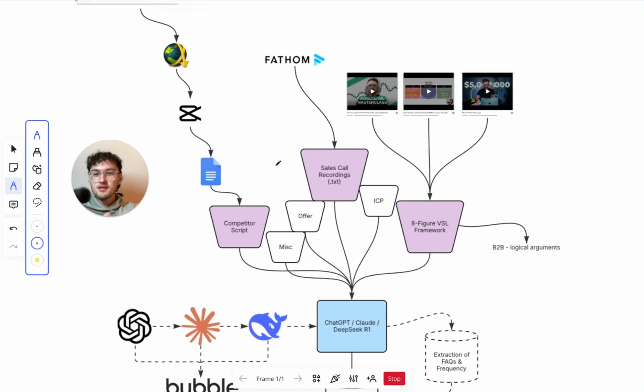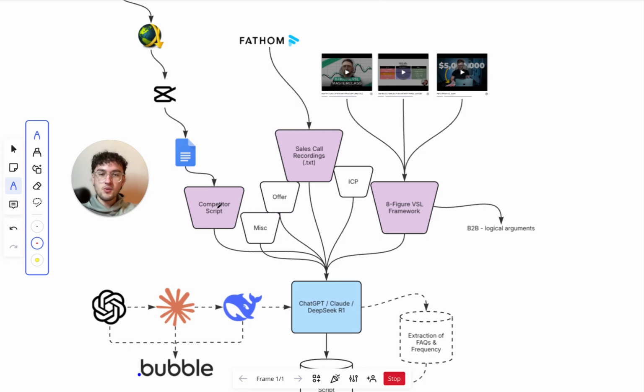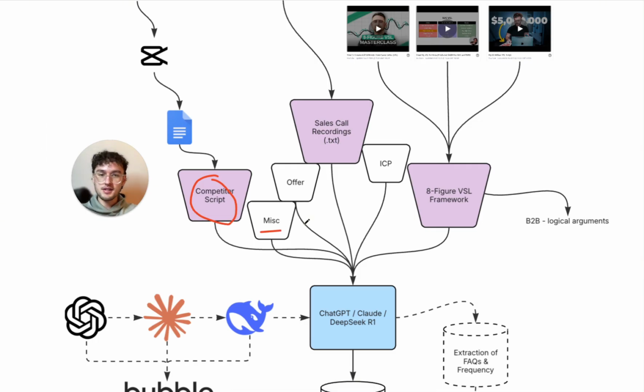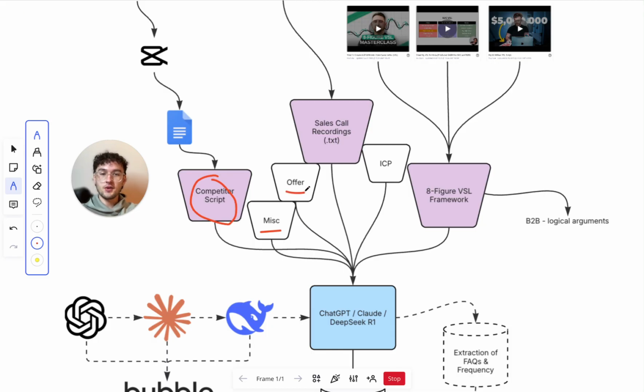So first, thinking in terms of our inputs, these are the primary things that we need in order to engineer a high converting VSL. We need to be looking at our competitors' scripts. We need to be inserting into the AI system miscellaneous information about our business. So what is the business name? What is the niche, etc. We need to understand the offer that we're trying to sell through this VSL. We want to input sales call recordings.